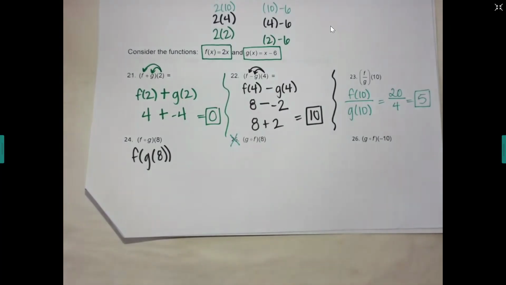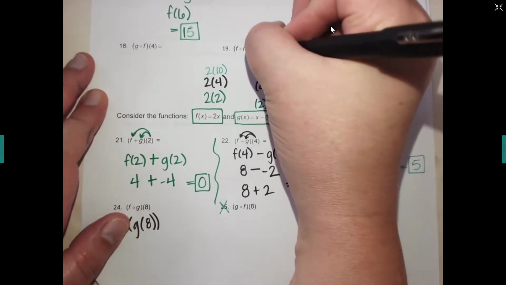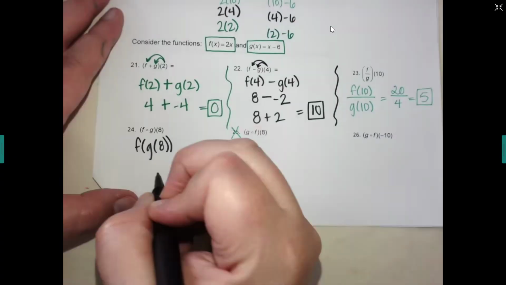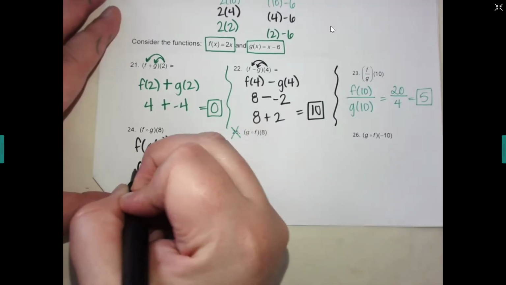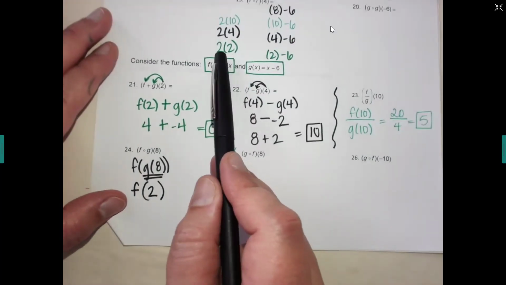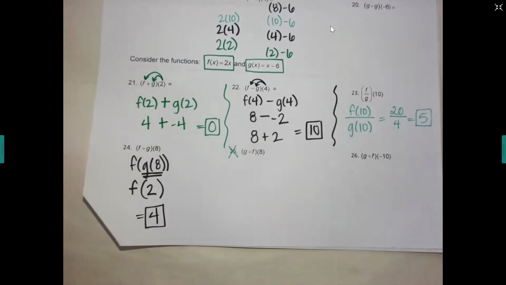8, right? So I'm going to come over here. I'm going to plug in an 8. 8 minus 6 gives me 2. And then 2 is the answer I'm going to plug into F. Does that make sense? So you start with the 8, plug it into G, the answer is 2, then I take 2 and I plug it into the next letter. So then F of 2 would be 2 times 2, which I already did, and it was 4. Okay.